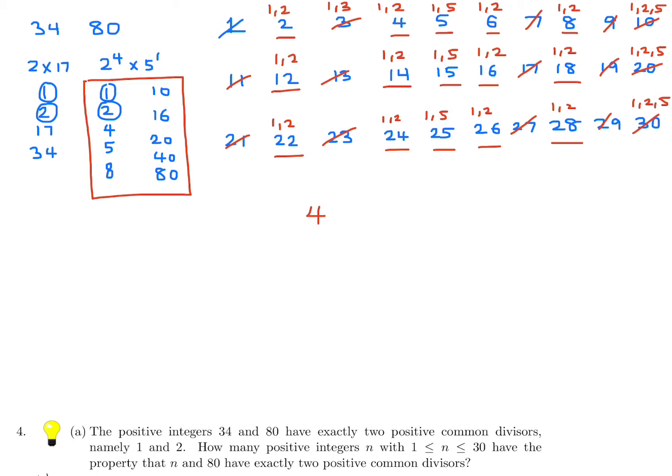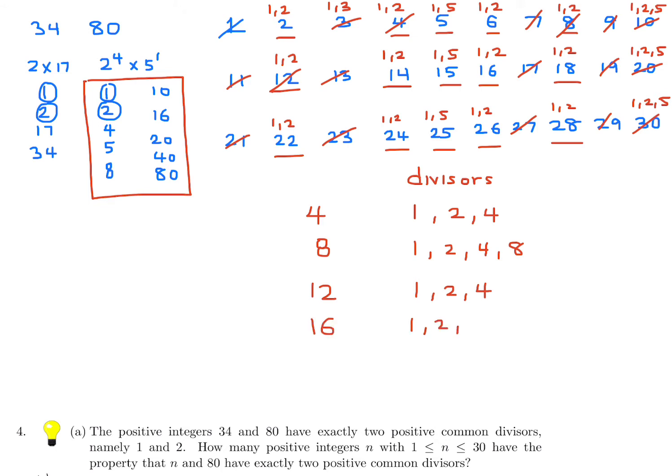4, for example. That has divisors, I'll just write the divisors here, 1, 2, and 4. So as you can see, it matches 3, so that's no good. So that's pretty much the game we're playing here. The divisors of 8, 1, 2, 4, and 8, and as you can see, that matches 4, so that's no good. Divisors of 12, 1, 2, and 4, again, that's more than 2, so that's no good. And then 16, I think you can extract more, 1, 2, 4, 8, and so on, so that's no good.